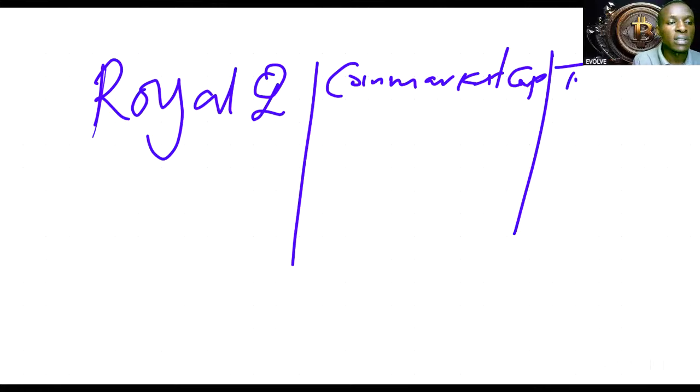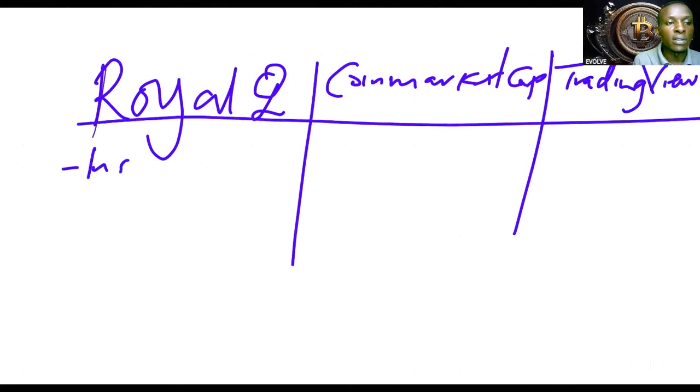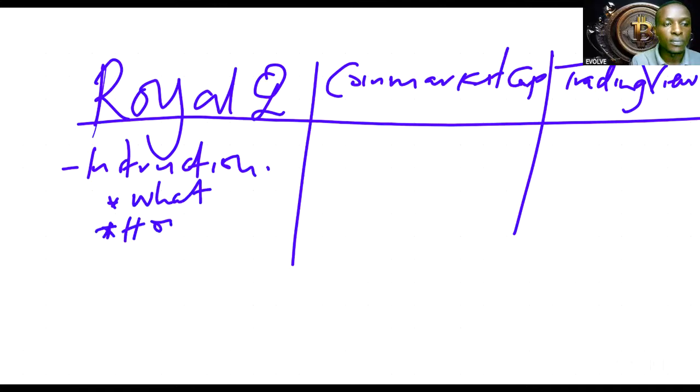All right. This is where the instructions take place. Instructions are given in Royalq. Which instructions? What to buy, how to buy it, and how to sell it. Then here is where to get the coin from.